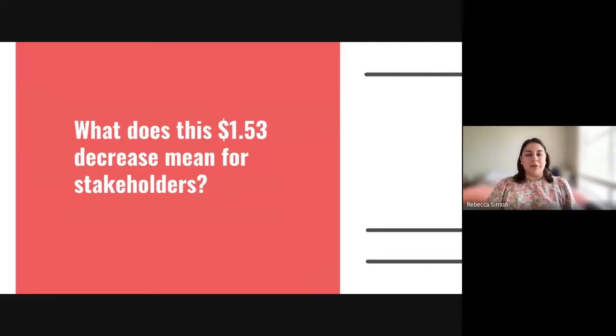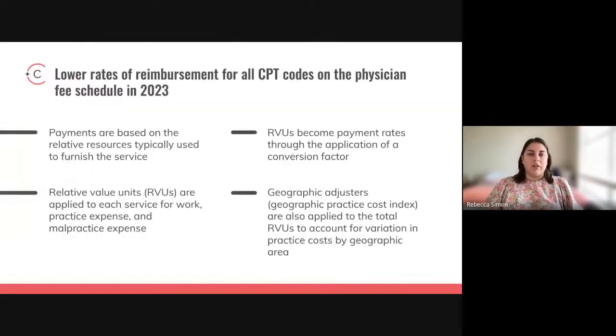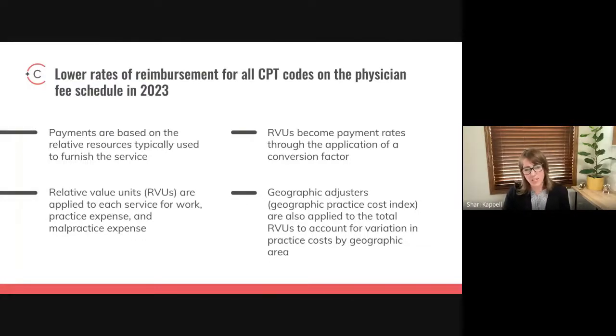So moving on to the next question, what does this $1.53 decrease mean for stakeholders? I know we just discussed that. That's the change from this year to the next year, but what exactly should be anticipated of that? Sure. So with the $1.53 decrease, it's a mouthful, on the conversion factor, you'll see lower rates of reimbursement for all CPT codes on the physician fee schedule in 2023. So it's a $1.53 decrease across the board because of that conversion factor.